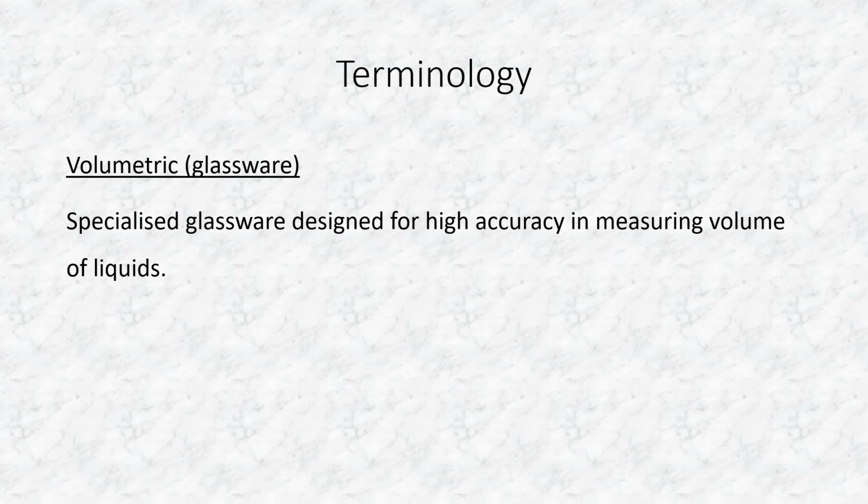You may hear the phrase volumetric or volumetric glassware. And this is a word that broadly describes the group of specialized glassware that we're using for the titration. It's the glassware we use for high accuracy measuring of the liquids, of the solutions. We will have a closer look at each of these in a moment or two. The ones we're going to look at are the volumetric flask that you use to make up the sample to a known volume, and the burette that you will use to measure the volume of the standard, the titrant, that you add in the titration.